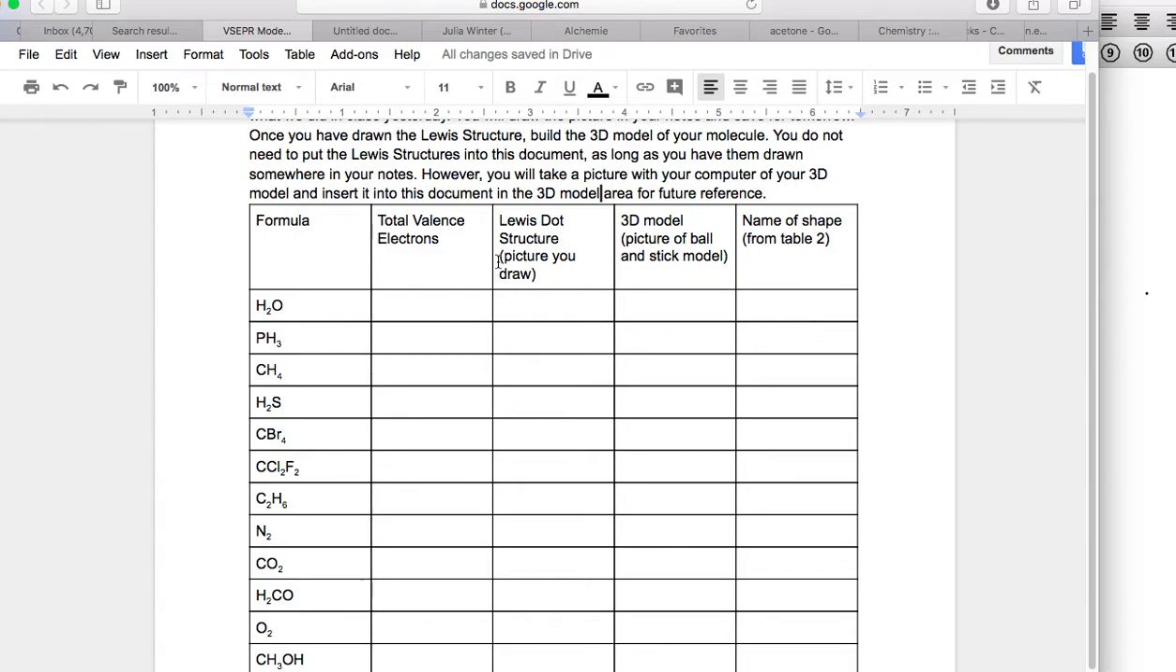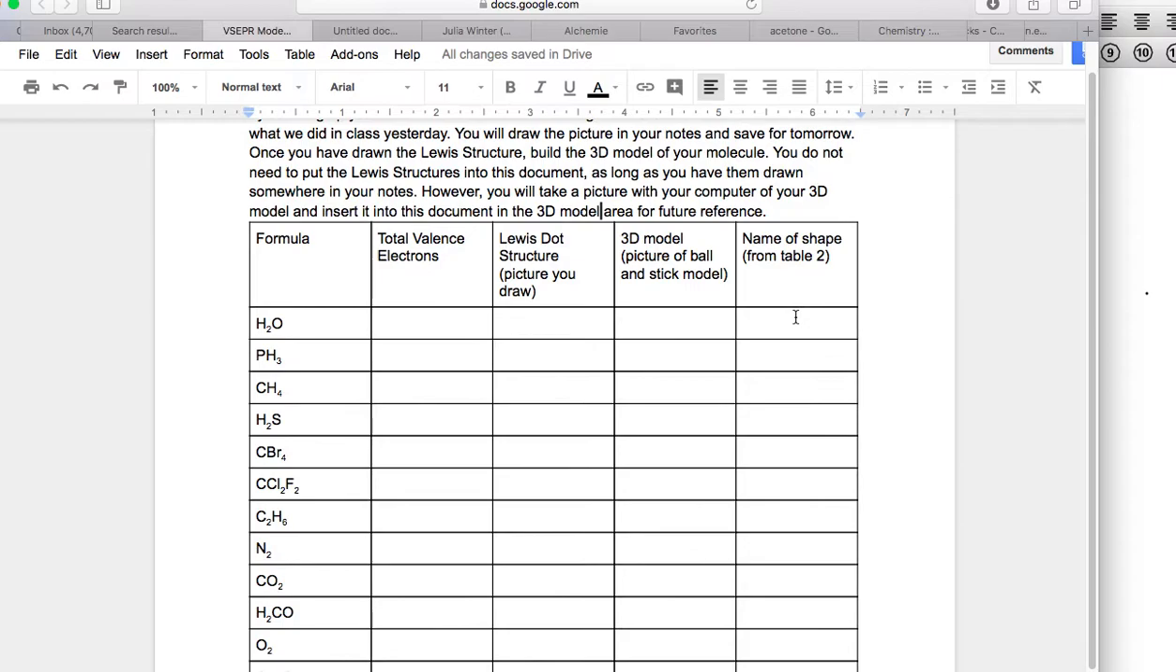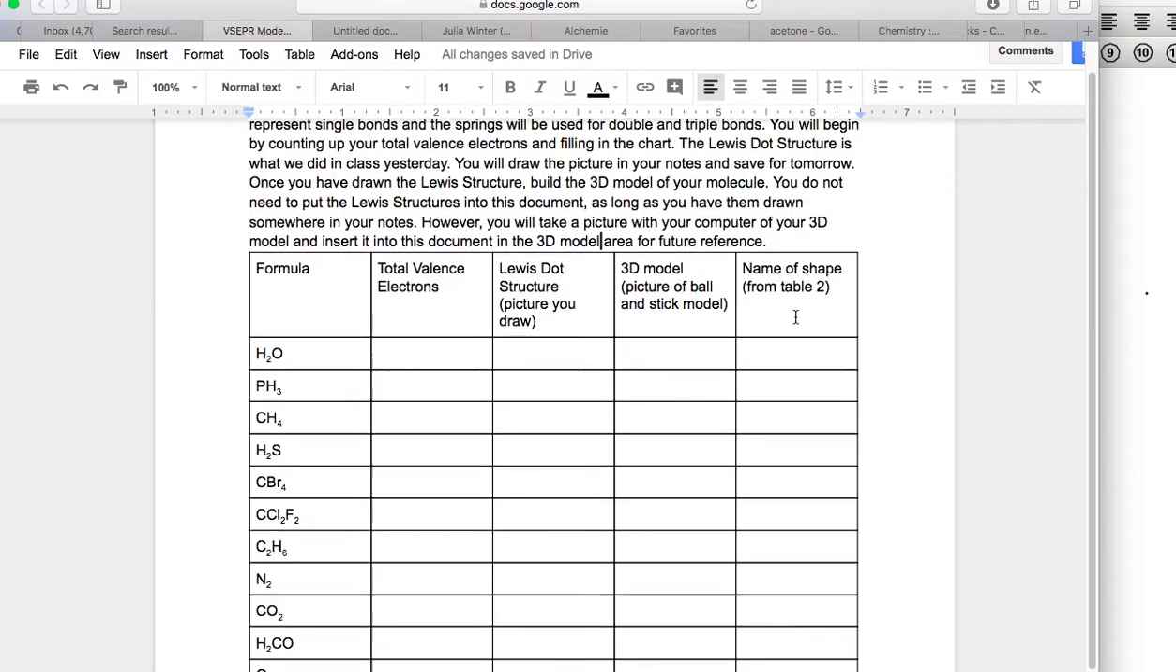But we're literally just introducing, can you find your valence electrons? Can you draw the picture? Can you represent it with a model? And now can we start seeing what shape these guys make, okay?